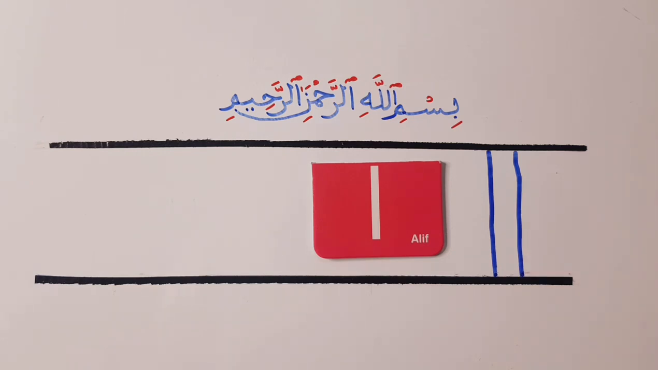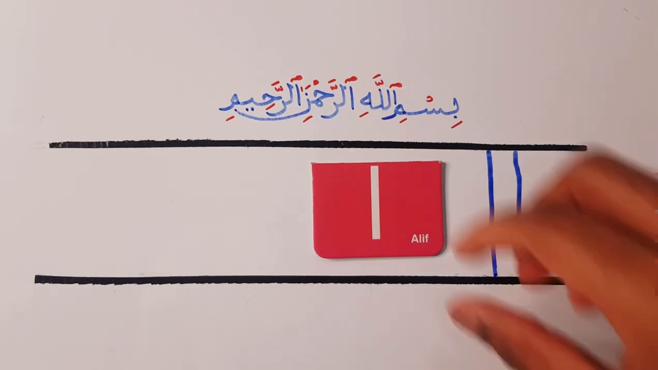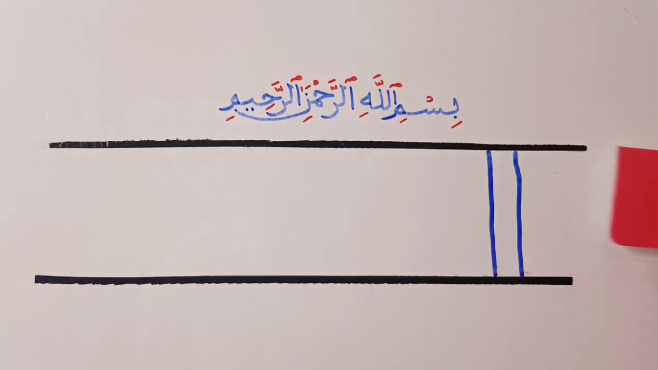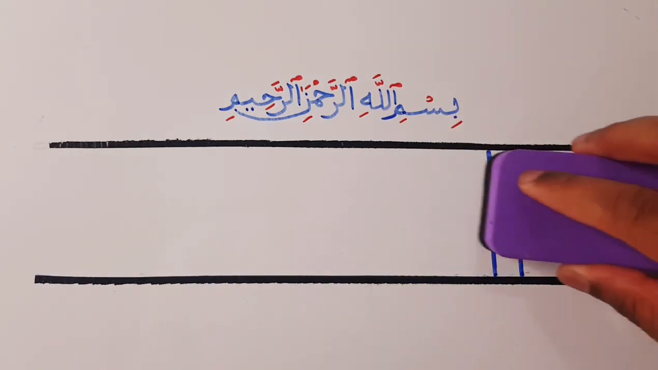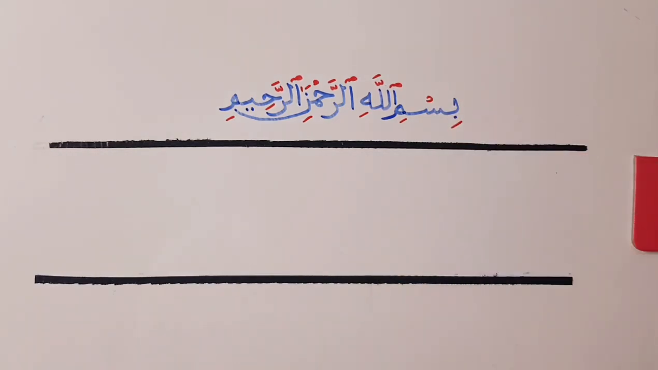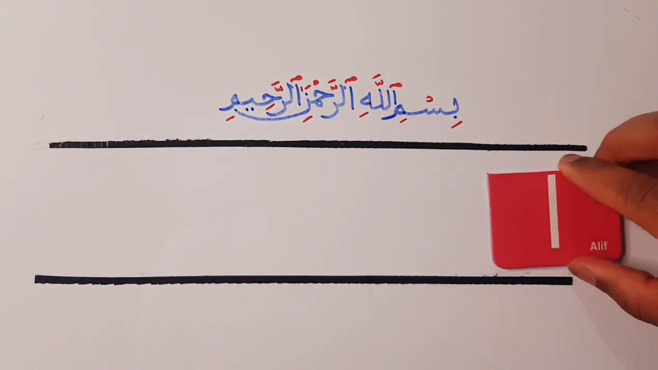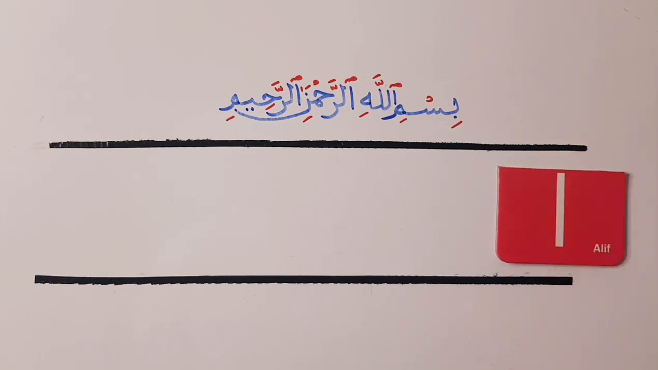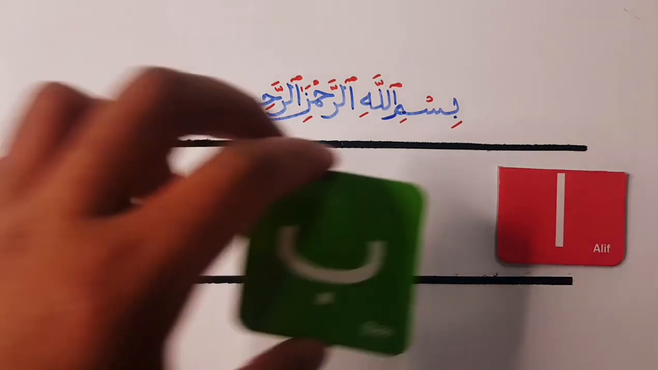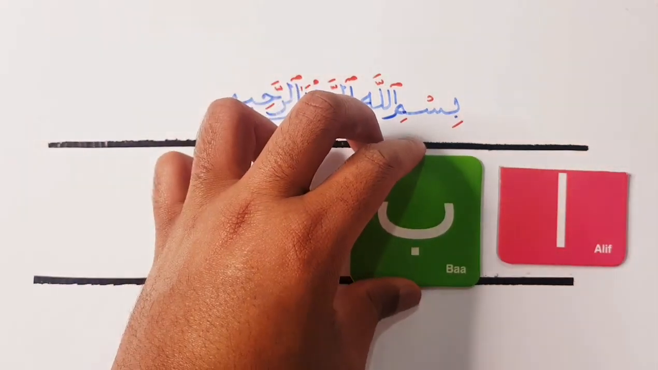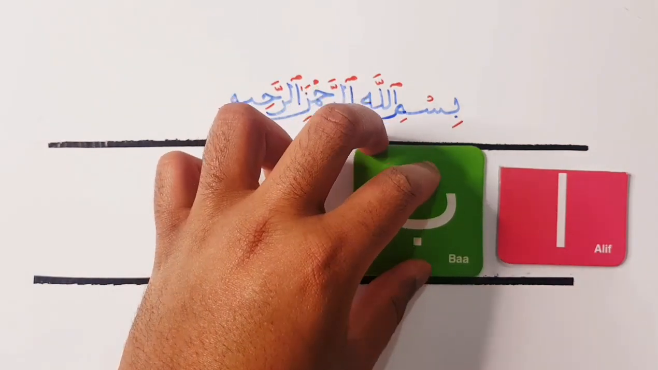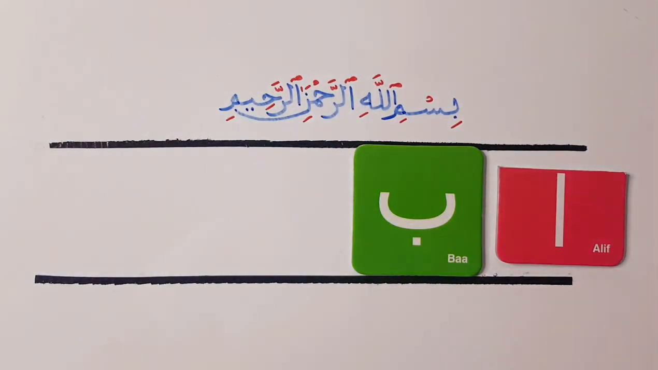The next letter that we're going to learn after the alif is Ba. The next letter is Ba. We're going to say it 5 times, so you need to repeat after me.